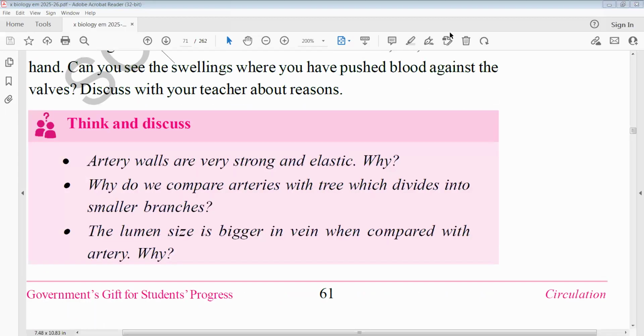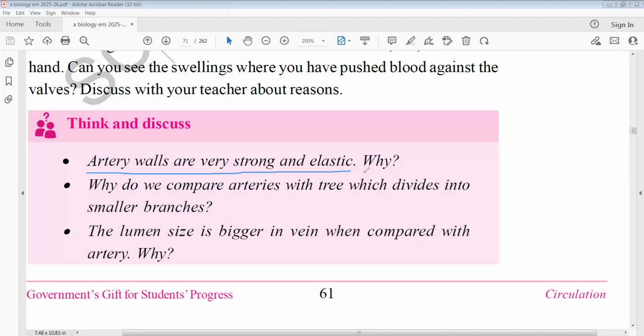So now, our arteries are very strong and elastic. Why? Because they have to send oxygenated blood to far places. That is the reason they have a thick wall. They need more pressure. When the wall is thick, there is more pressure. Due to more pressure, blood reaches each and every part of the body. So the artery walls must be thick with less lumen.